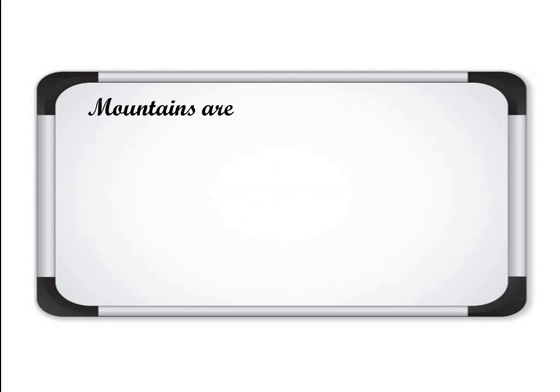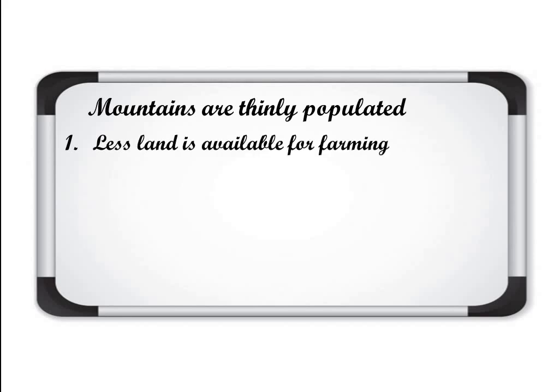Now the second landform. Okay, one more thing: mountains are thinly populated. What is the reason behind it? Why is the population less in the hilly or mountainous areas? Number one, less land is available for farming. As we know, it is very difficult to grow crops in the hilly areas. Crops are grown only when the hills are cut into flat plots, and there only terrace farming is done. So less land is available for farming, one reason.